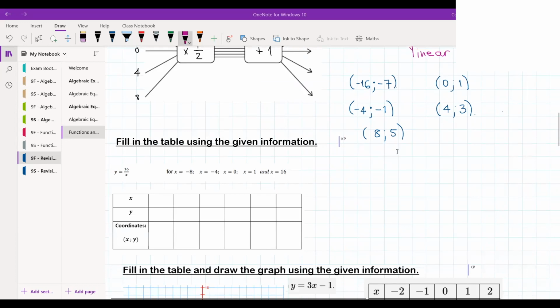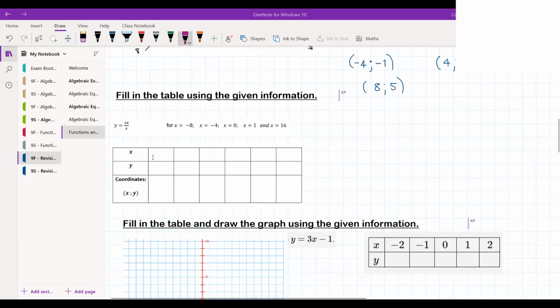All right, guys. So we're going to do this next one over here. I want you guys to give it to me in coordinate form. Look, they've given us our function here. Our function says y is equal to 16 over x, right? And I want you guys to find me, they've given you the x values. The x values are -8, -4, 0, 1, and 16. I want you guys not only to find me the y values, I want you to also give it to me in coordinate form.